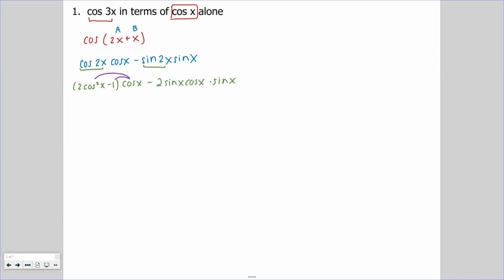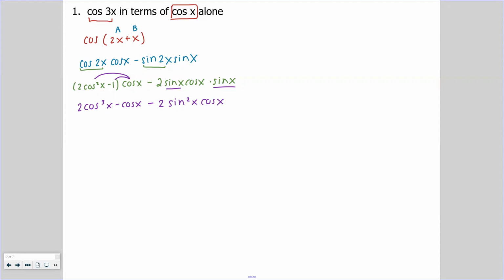Okay, so I'm just going to clean some things up, and then we'll see where we can go from there. I can distribute this cosine x into both of those terms. I get 2 cosine cubed x minus cosine x. And then also, these sine x's being multiplied together give me 2 sine squared x cosine x, right? And that's really important there. It's going to allow us to get rid of that last sine.